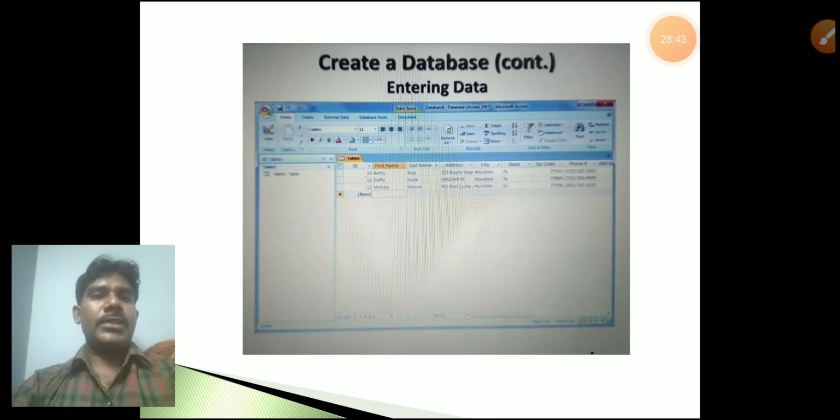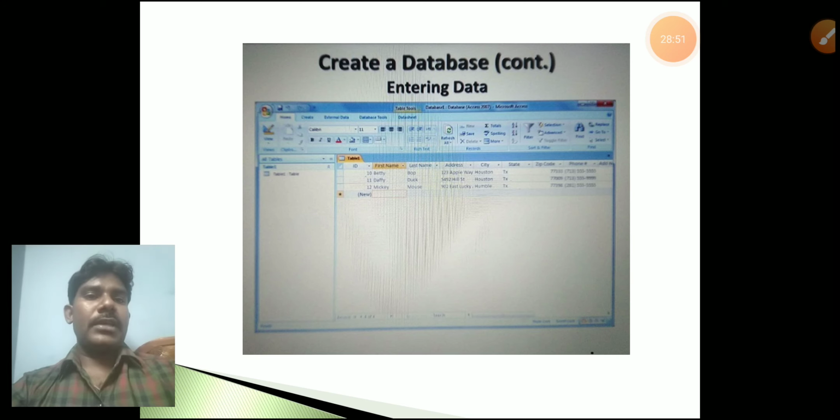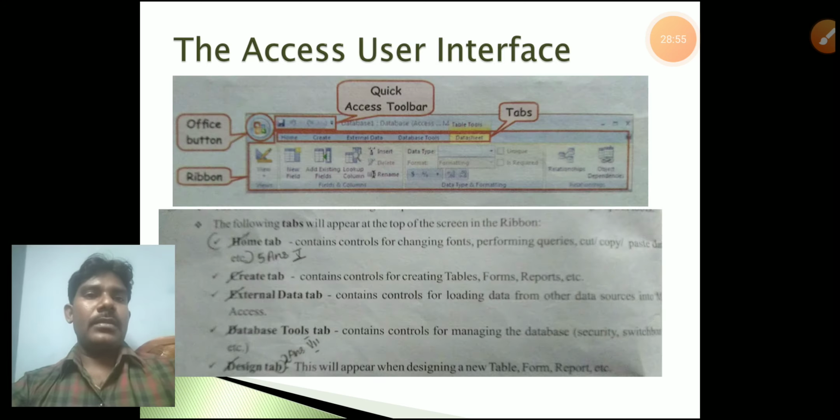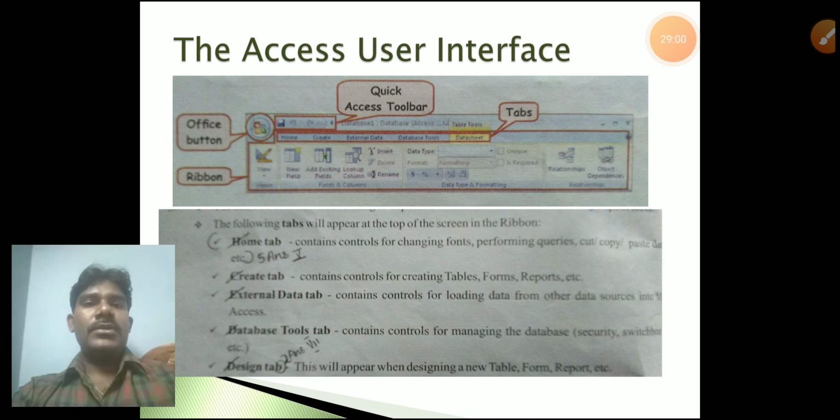Next one is entering data. Before this diagram nothing will be there, but in this diagram we have to enter some data. Next one, the Access user interface. Here, what are the icons, what are the toolbars in the title bar in that MS Access database itself.